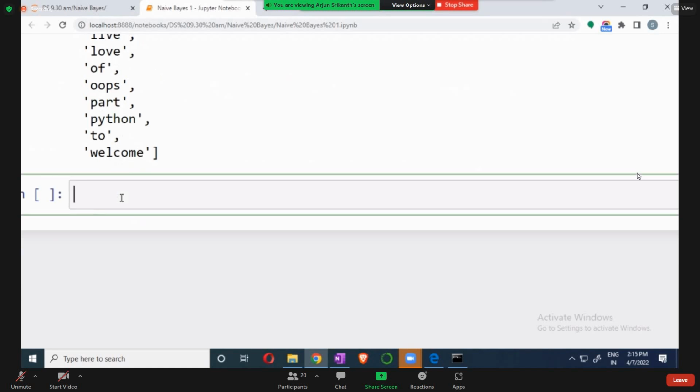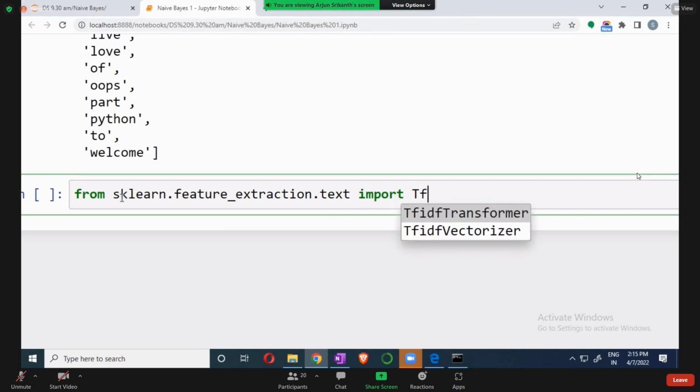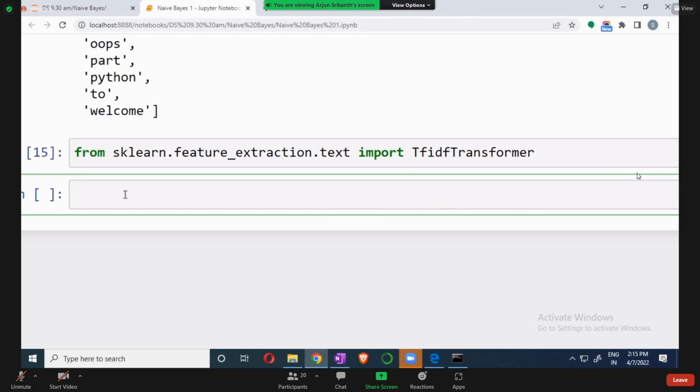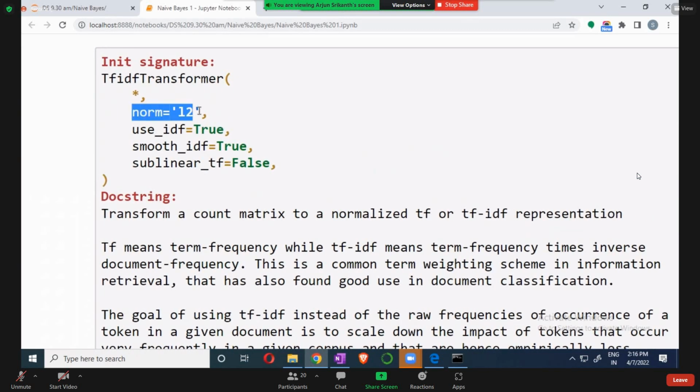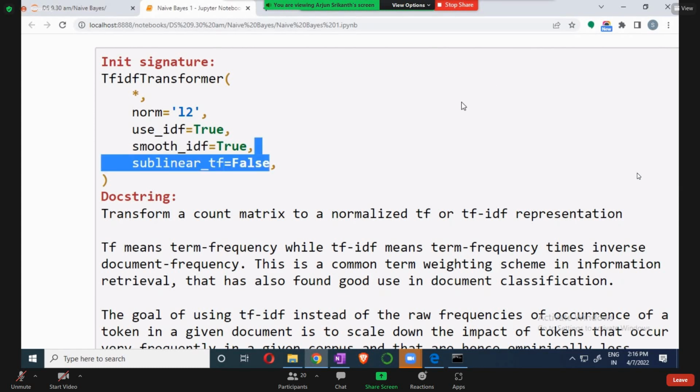CVEC. Now this I will forward it to from sklearn dot feature_extraction dot text import. Again we have TfidfTransformer. Okay. Now I will make it as tfidf equals TfidfTransformer. Again, this is having a lot of features, like norm, use_idf, smooth_idf, sublinear_tf, all these things.